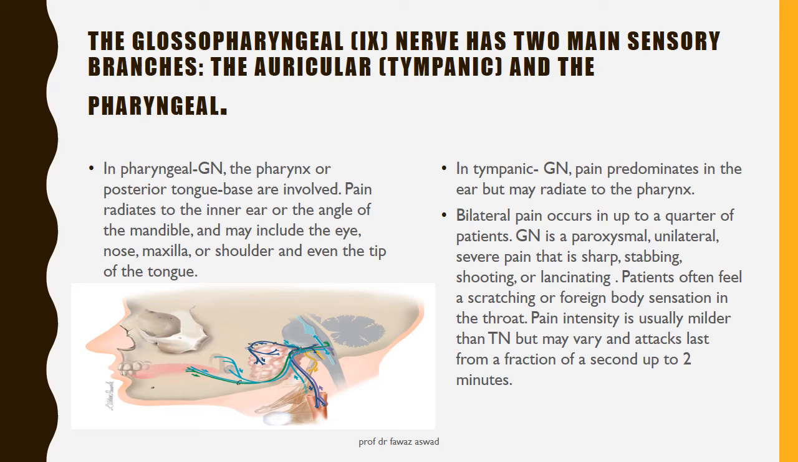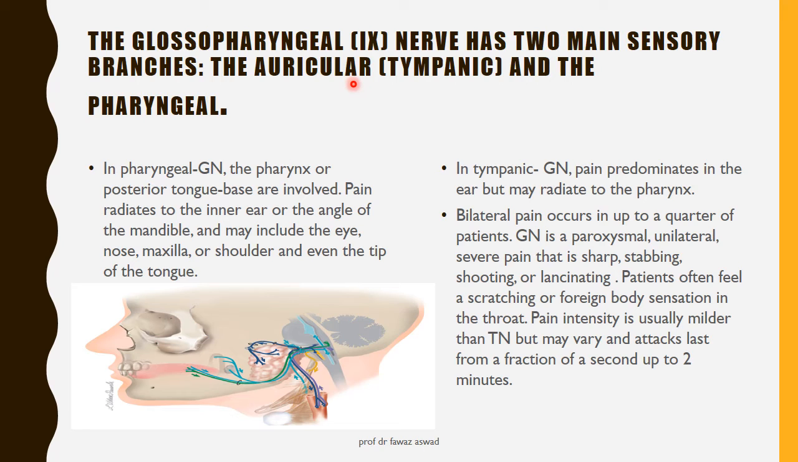This is the area which is supplied by the glossopharyngeal nerve, sorry. As we know, it has two main sensory branches, the auricular, or tympanic, and the pharyngeal. So we are going to divide the glossopharyngeal nerve pain into two types. In the pharyngeal type, the pharynx and the posterior tongue are involved.